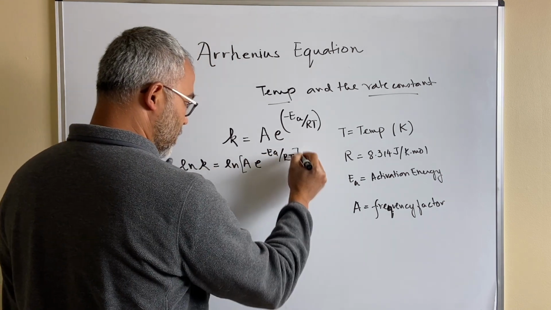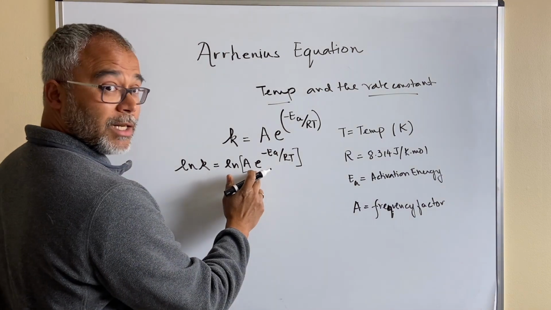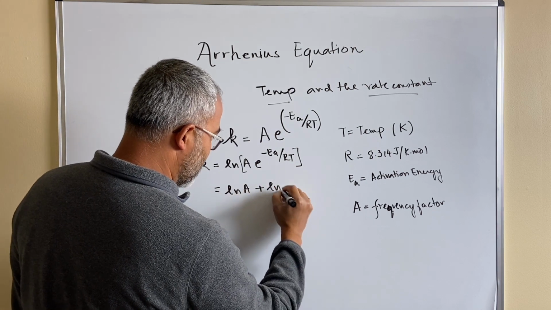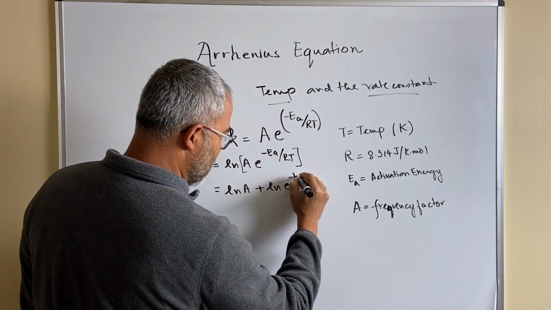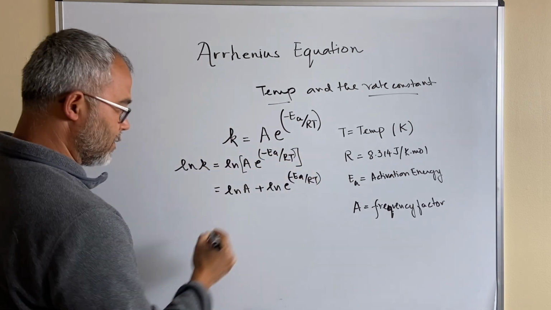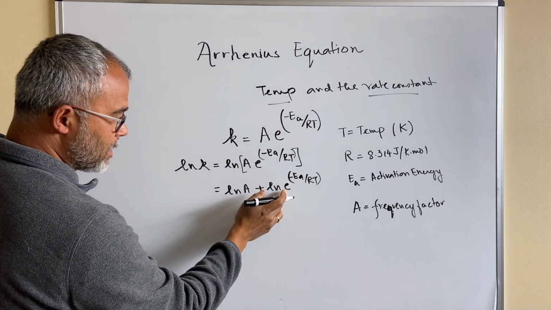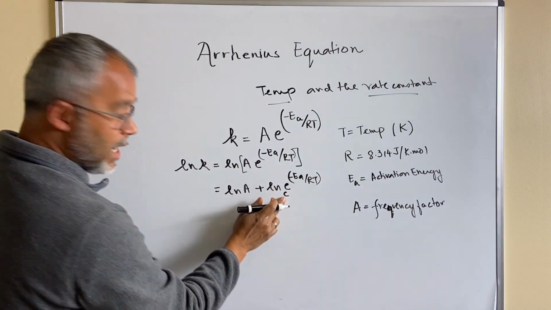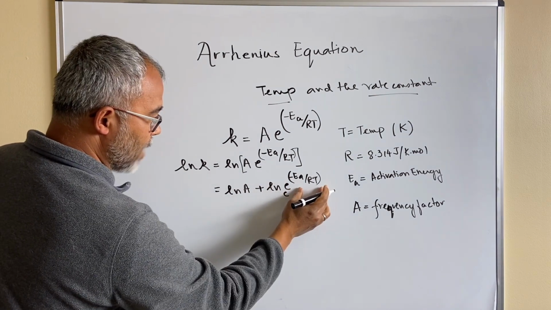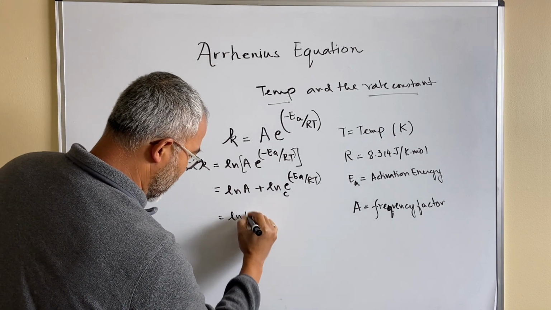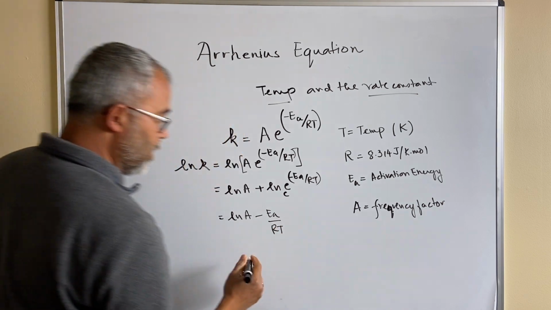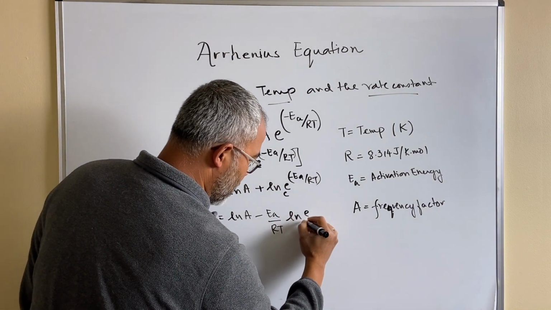Now see, that's the log of two numbers multiplied with each other. So that's going to be ln of A plus ln of e to the minus Ea over RT. Let's put that in parentheses. Now, because that's an ln with the same base, because that's a natural logarithm, that collapses. But before that collapse, you can bring that in front. So you get ln of A minus Ea over RT times ln of e base e.